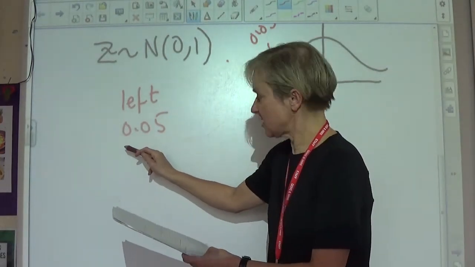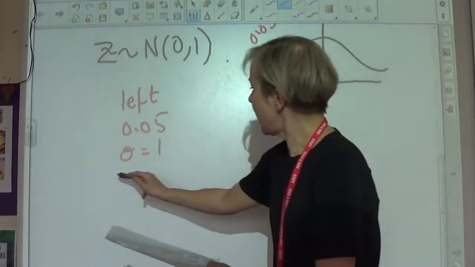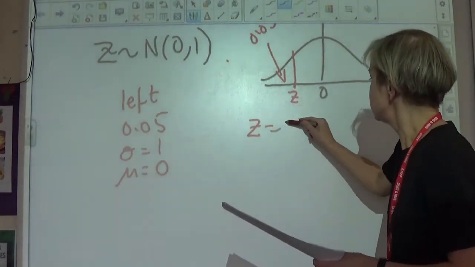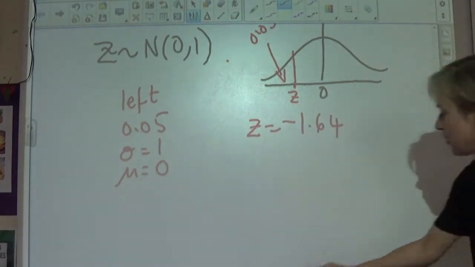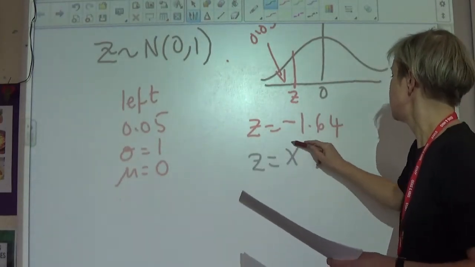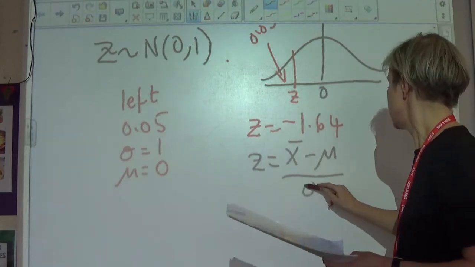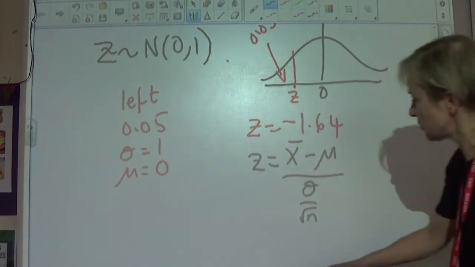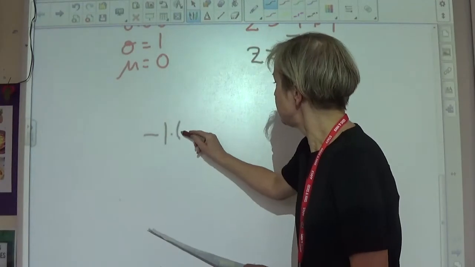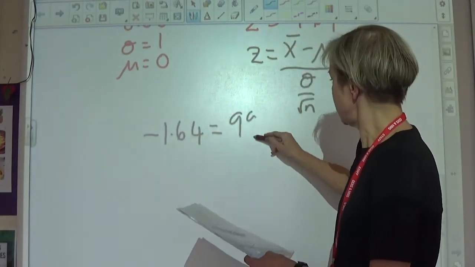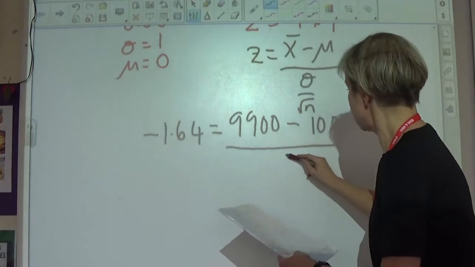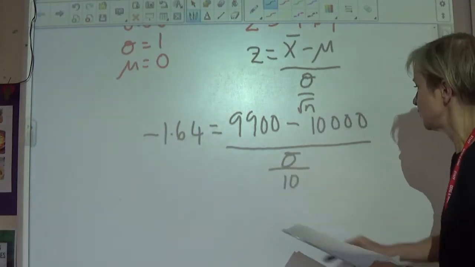Your standard deviation is 1 and your mean is 0. So if you put that into your inverse normal, you'll get Z is minus 1.64. You know that Z is X bar minus mu over the standard deviation of the sample mean. So you're now going to substitute those in. You're going to get minus 1.64 equals 9,900 minus your mean, which is 10,000, all over sigma over root 100, which of course is 10.